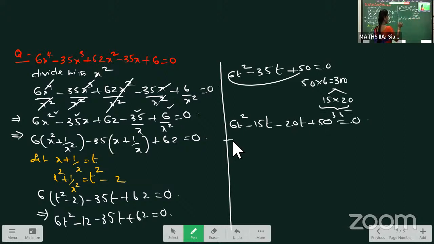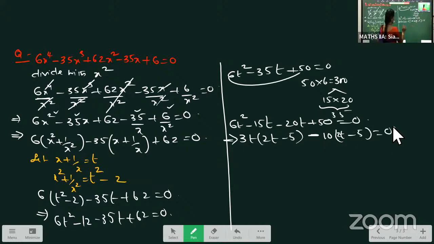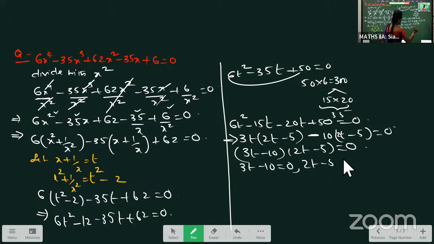What can we take as the common from this? This is the multiples of 3. So take 3 as the common. So 3t, that is 2t minus 5. And in these two, this is the multiples of 10, so we can take 10 common. Then we'll get 2t minus 5 is equal to 0. Then (3t minus 10)(2t minus 5) is equal to 0. Then 3t minus 10 is equal to 0, 2t minus 5 is equal to 0.